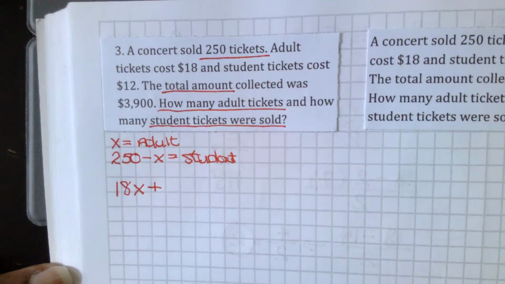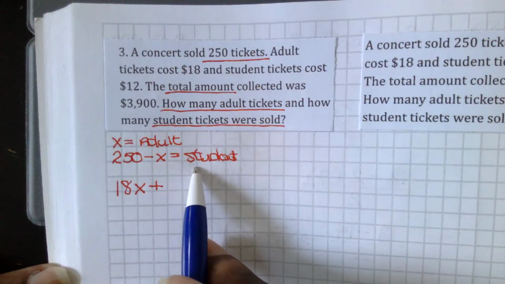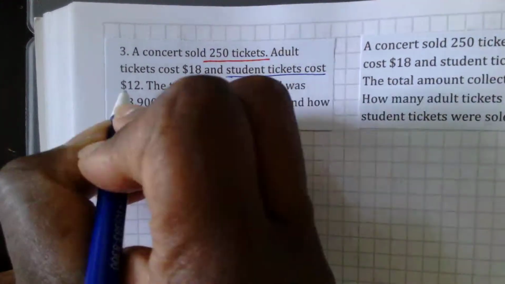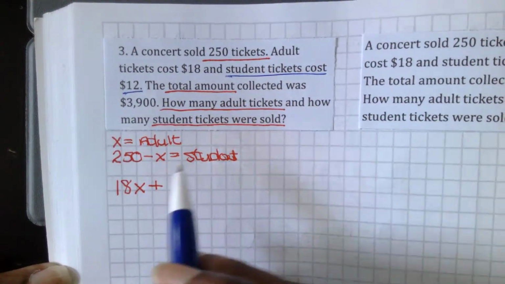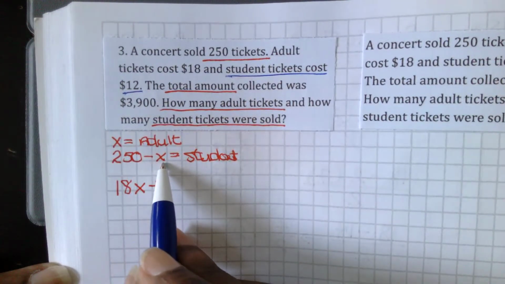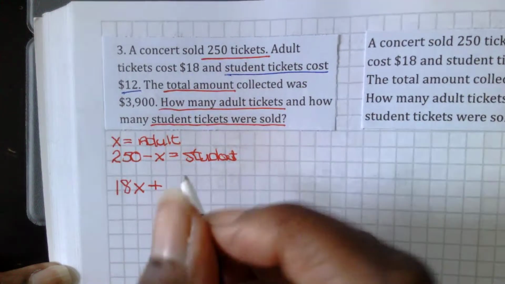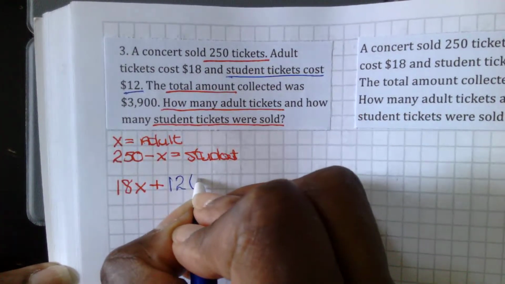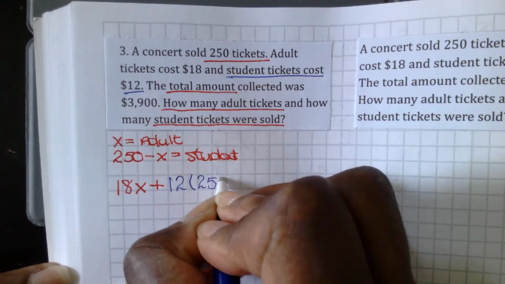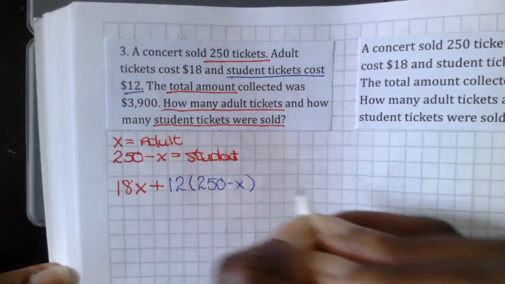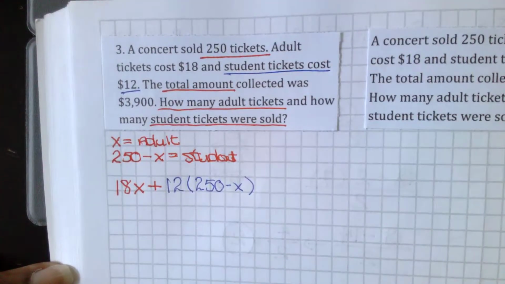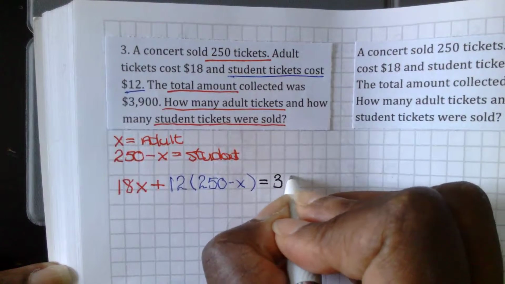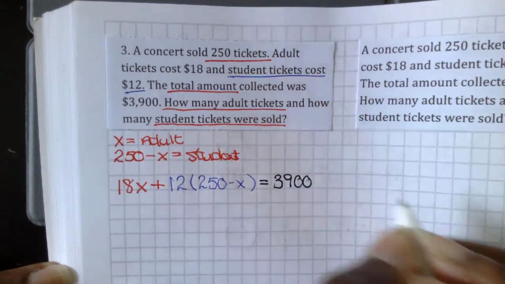Now, what are we adding? We're going to figure out the student tickets. So I know the cost of the student tickets is $12. So if 250 minus x is supposed to represent the student tickets, I'm going to do 12 times that expression. So what is this equation going to equal? 3,900.